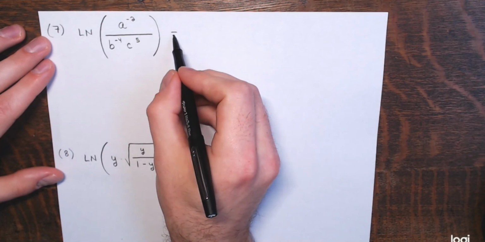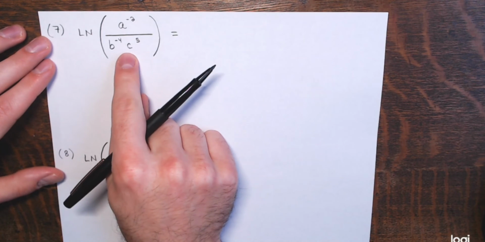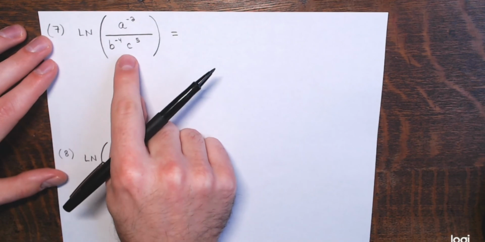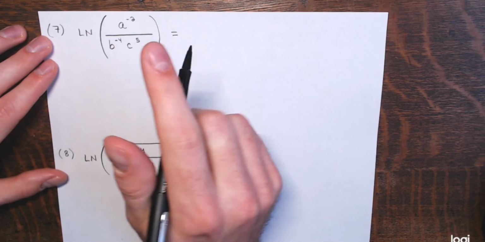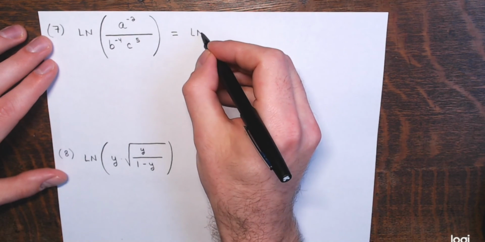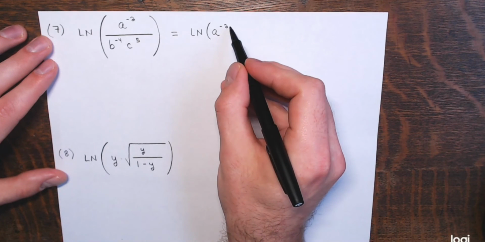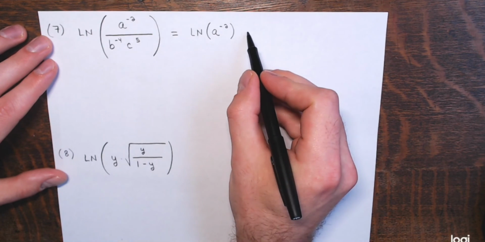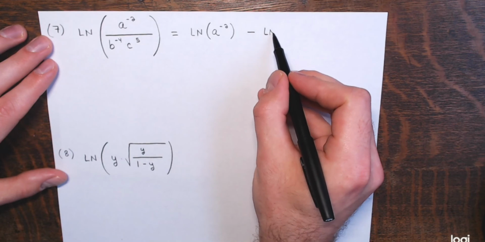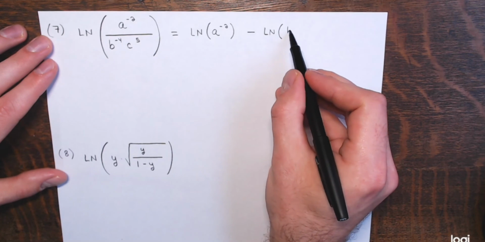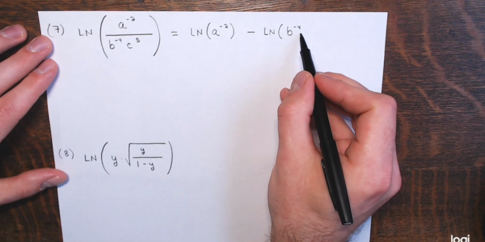All right, so up top here, I see a fraction first, numerator, denominator. So I'm going to use that quotient rule. Natural log of the numerator, right, a to the negative second, minus the natural log of the denominator, which is b to the negative fourth times c to the fifth.